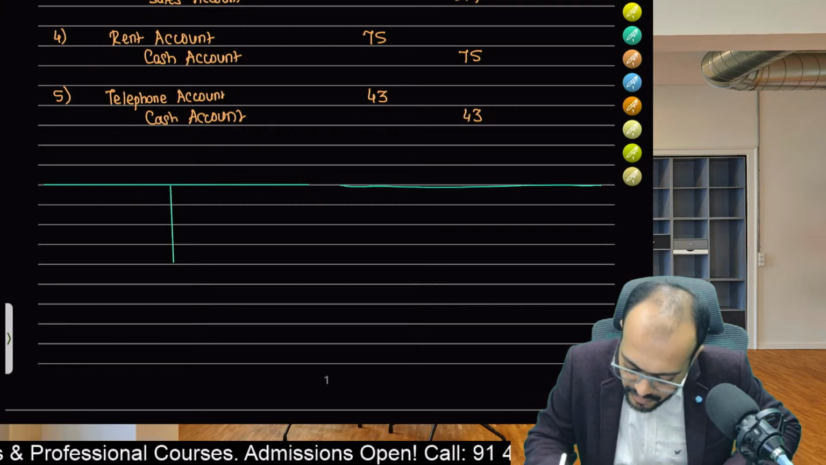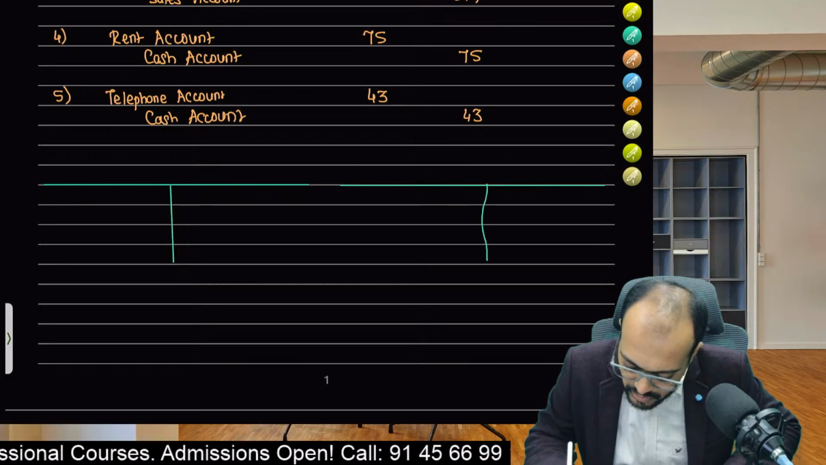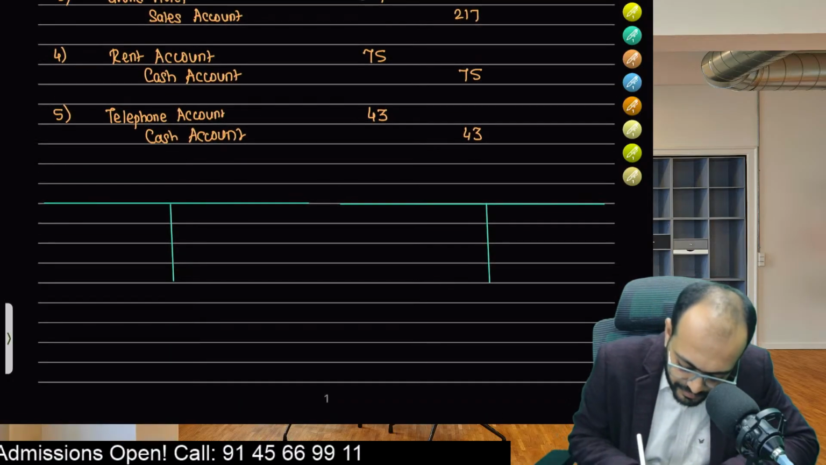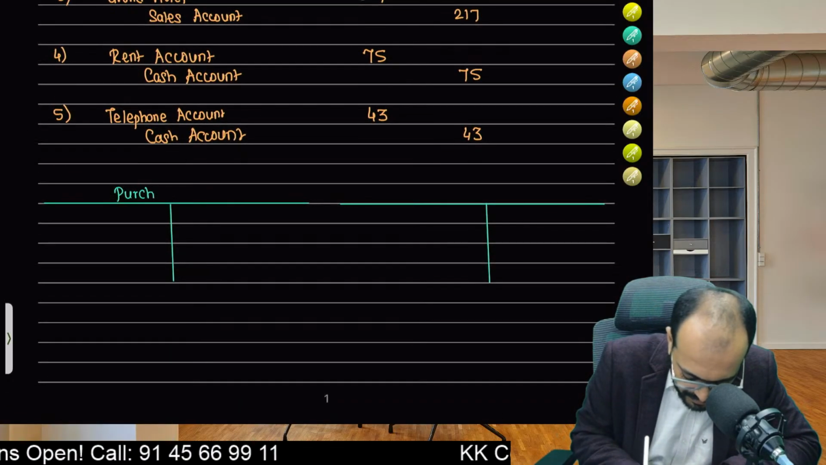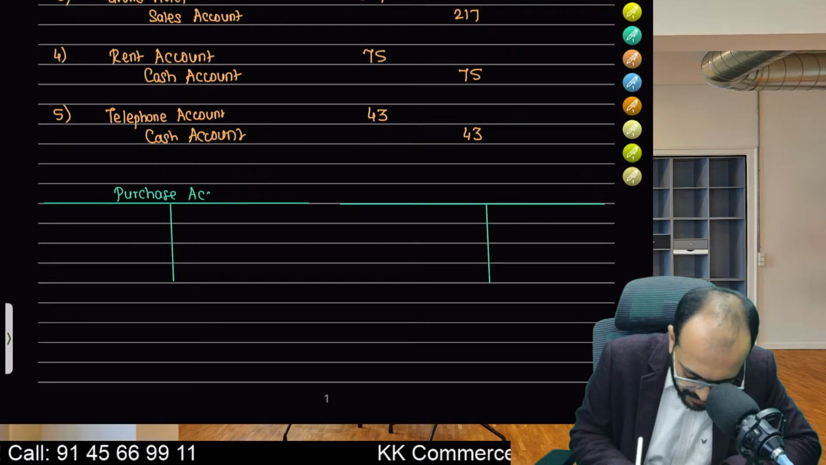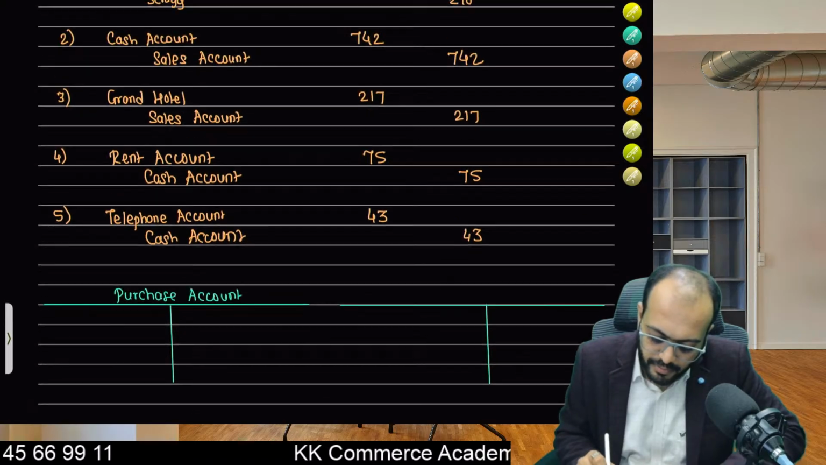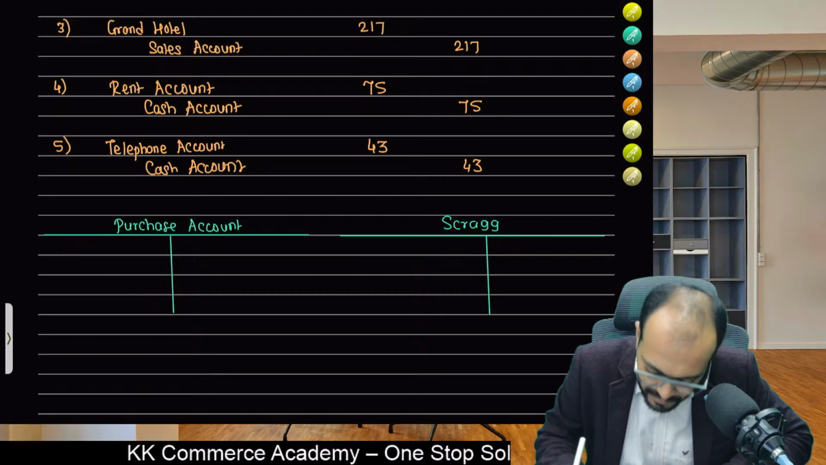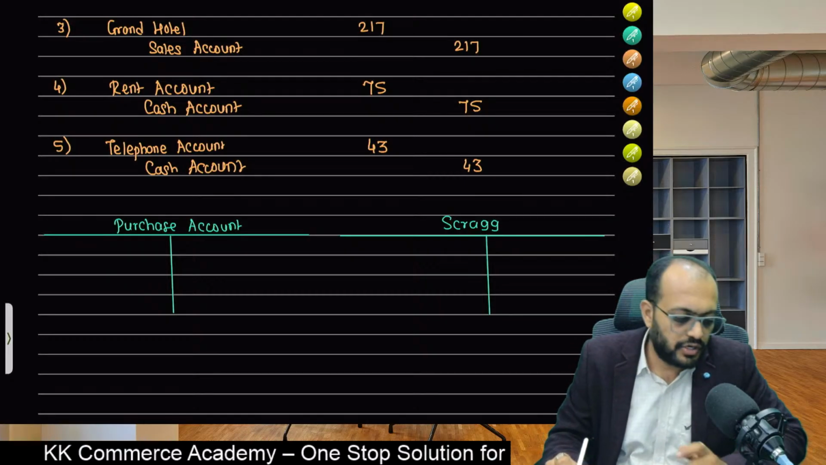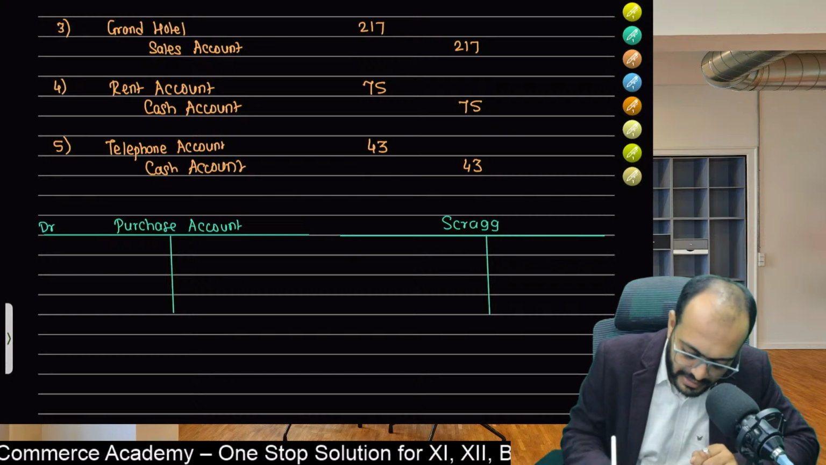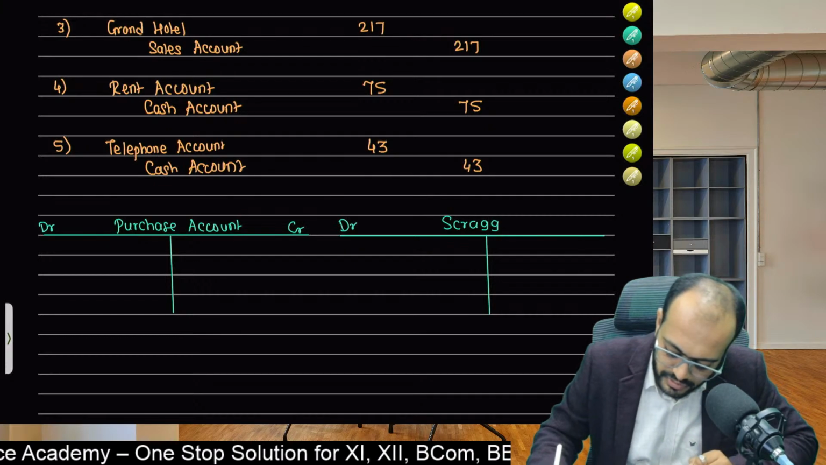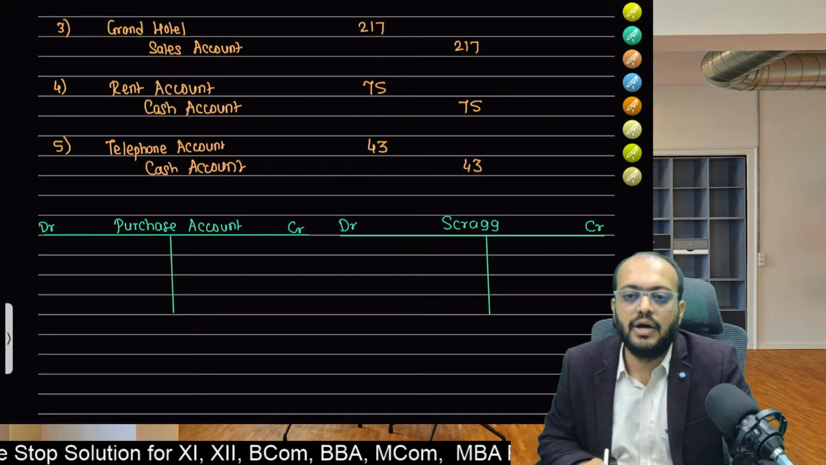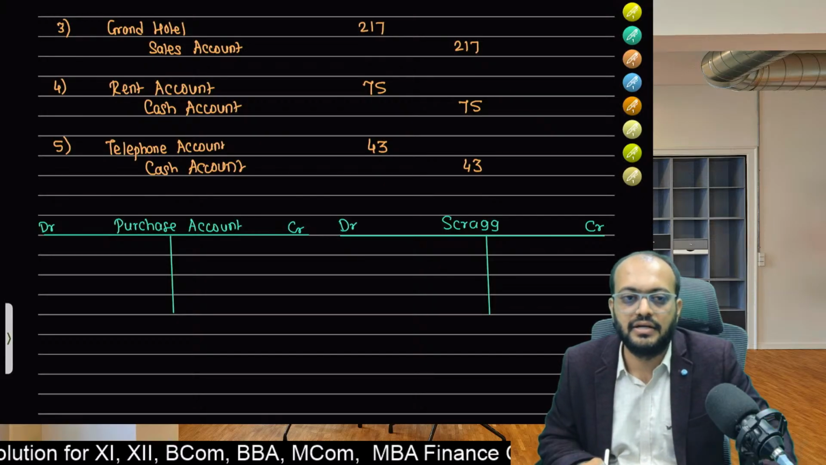Here also 2-3 lines are sufficient. Okay, so the first account is purchase account, and here is the name of the supplier, Scrag. Okay, students, as we already know, the left side is debit and the right side is credit for every ledger, of course, always, always, and always. Students, now do remember the rule. See how to post this transaction or how to show this transaction in a T-shaped ledger.